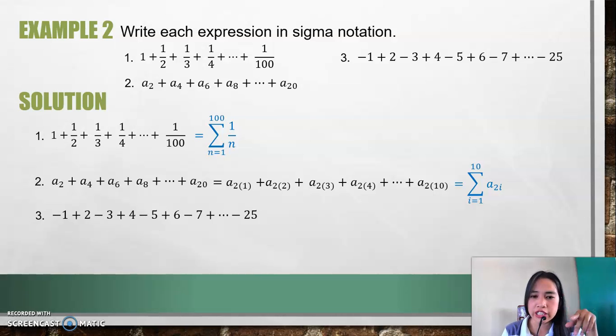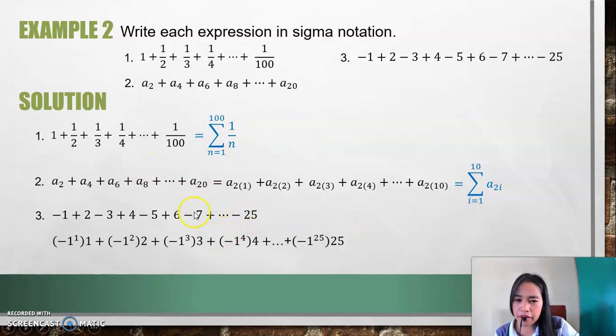So, the first is n. Our n goes until 25, so we have n already. Negative 1 to the power of 1 is negative 1. So 2 is negative 1 squared times 2. Then negative 1 cubed is negative 1 times 3, which is negative 3. And so on.